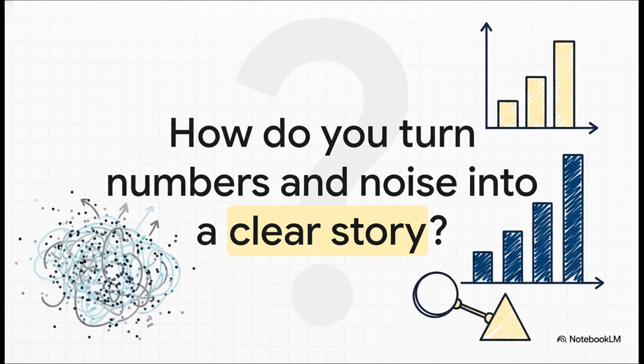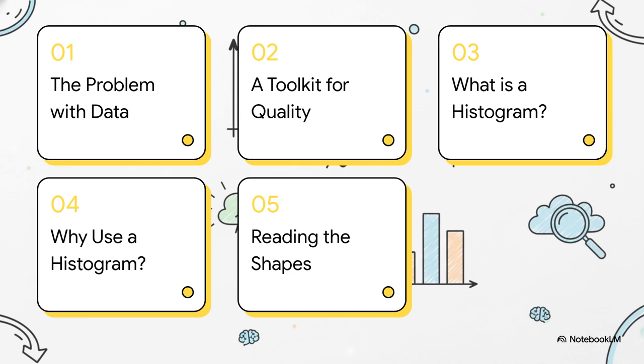Turns out there's a simple and incredibly powerful toolkit that was designed for exactly this reason. Let's break down how it works. All right, here's the game plan. We're going to start with the main problem everyone faces with raw data. Then we'll introduce a fantastic toolkit for quality and zoom right in on our star of the show, the histogram. We'll cover what it is, why you should care, and finally, the really cool part, how to actually read the stories your data is trying to tell you.